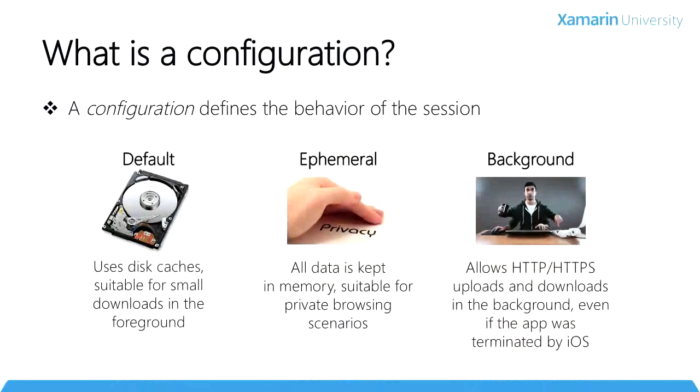There are 3 pre-built session configurations available for different purposes. We can always customize those, but most of the time one of these will be suitable for the task that we want to perform. We have the default configuration that uses disk caches. You're going to use that if you download small files while in the foreground. So that's pretty much like using the managed HTTP client. Then we have the ephemeral configuration. That will keep all data in memory. It's not going to store anything on disk, no cookies, nothing. So this is something that you would use for private browsing scenarios.